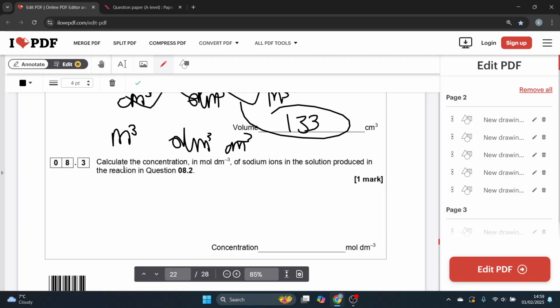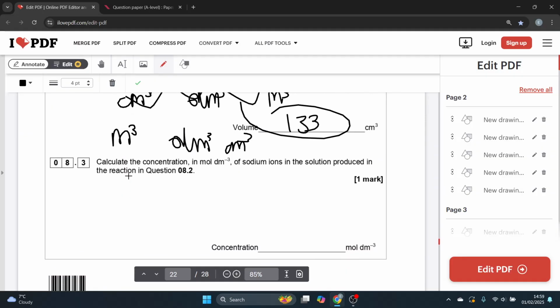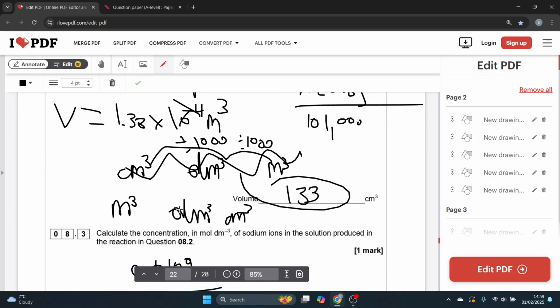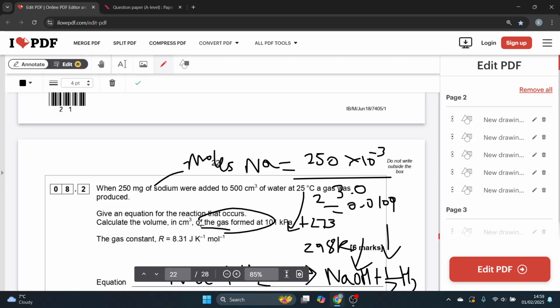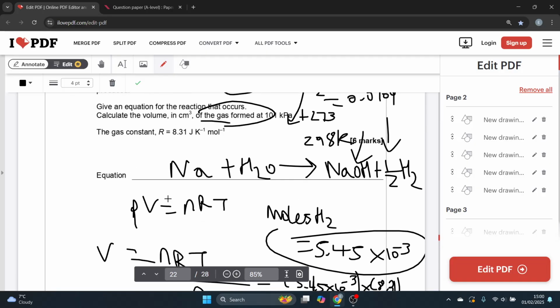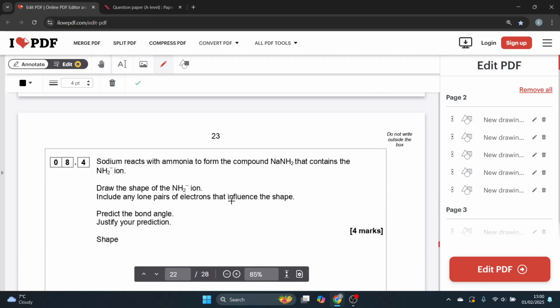Calculate concentration of sodium ions in a solution produced in reaction question 8.2. Concentration is moles divided by the volume. Moles of sodium ions 0.0109 divided by the volume, and the volume of this total is 500 times 10 to the power minus 3. So it's just testing, will you use the volume of this? No, the volume of the gas formed, which is hydrogen. Then you get that, and you should get 0.022 moles per dm cubed.